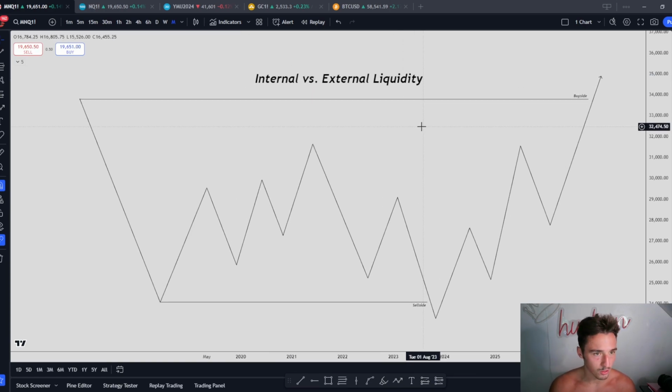So these examples are going to be daily, weekly, monthly, and we'll go over some 1 hour and 4 hour as well, so you guys can understand it on the lower time frames, because sometimes, if I'm looking for a 5-minute setup, I'll use internal versus external. So let's get right into the video.